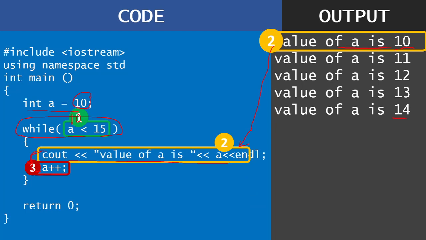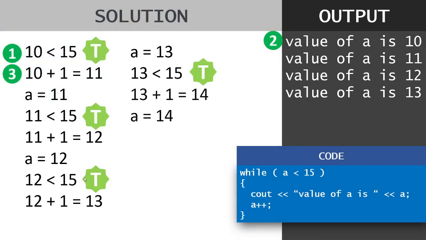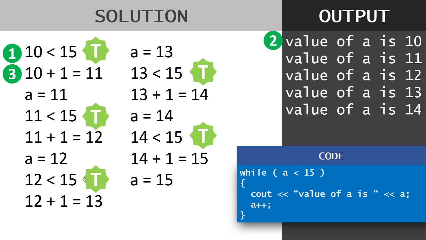Okay? So mag-increment si A, nahimong 11. 11 is less than 15. Still true. Now, the value of A is 11. Di ba? Nahimo nang 11 ang value sa A. So, 11 increment. So until such time mag-false siya. Mag-false lang siya pag ang value sa A will be 15 because 15 is not less than 15. So end of the loop. Pag false na siya.